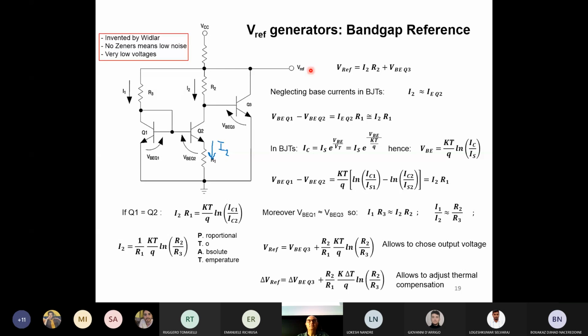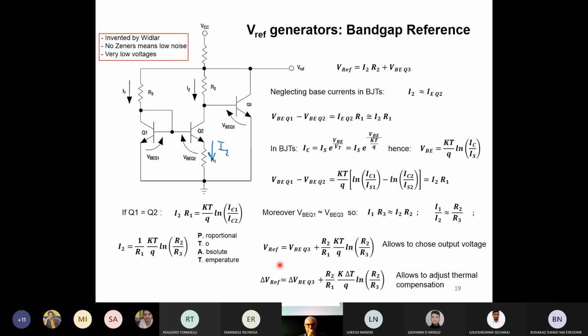What about the temperature? Well, here we have a problem because the VB of Q3 is changing, but also the T in this term is changing. So definitely the system changes the output voltage with temperature. But if we are interested in the variation of the reference voltage with temperature, we just want to calculate delta VREF, which is an expanded version of the differential of the function of VREF calculated on the temperature.